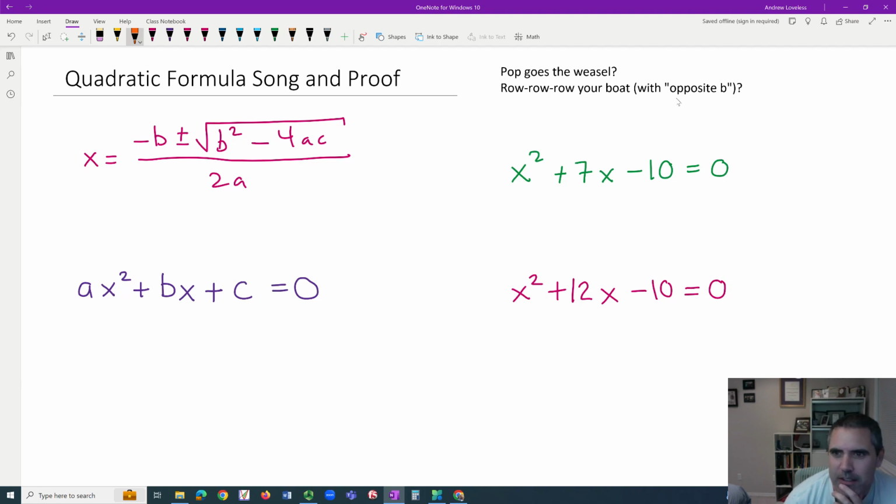I saw a video where they said, don't say negative b, say opposite b, because students don't understand if it's a negative b or a positive. So it's better to say opposite. I'd never heard that before. So X is equal to opposite b plus or minus. Really hard to sing it with a different tune.